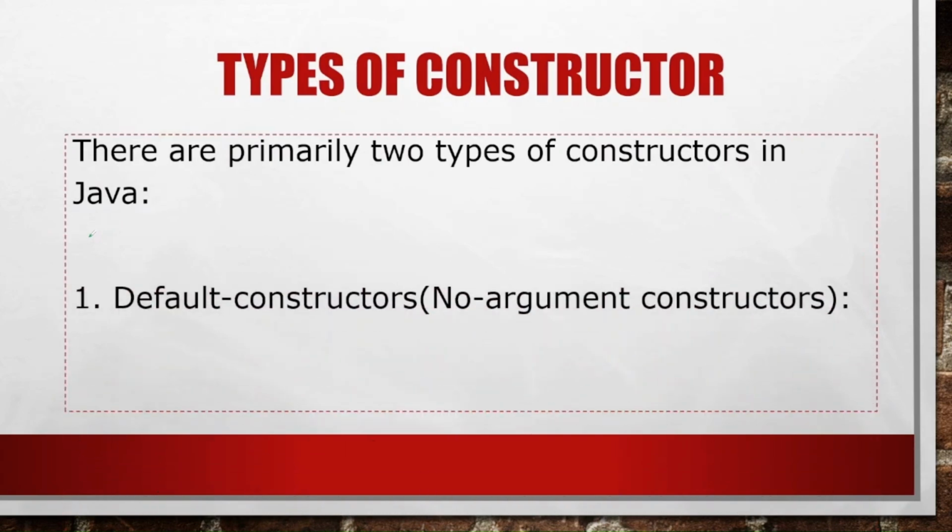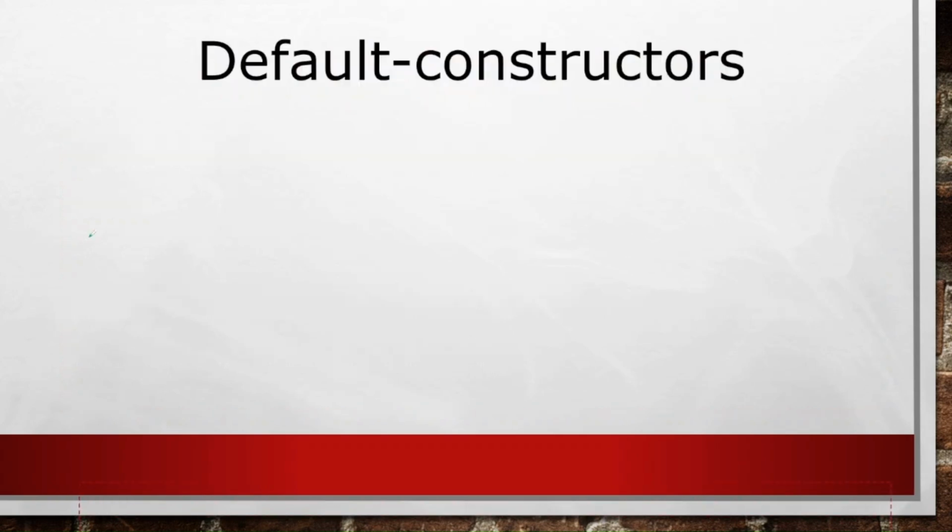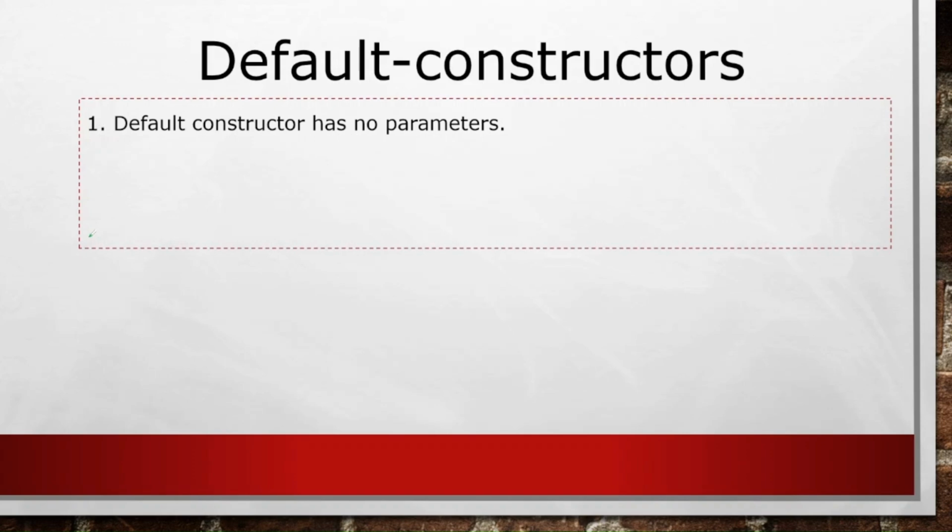There are primarily two types of constructors in Java. One is the default constructor, also called the no argument constructor. Another one is the parameterized constructor. We'll see what these two constructors are now. First one is the default constructor.